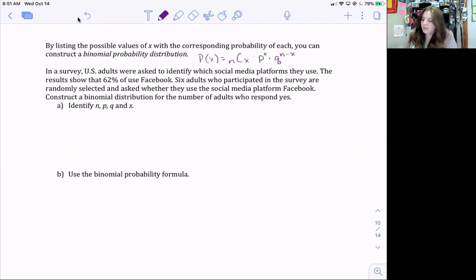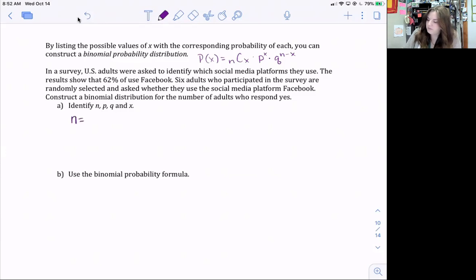So if we look at a survey of United States adults that were asked to identify which social media platforms they use, the results show that 62% of those use Facebook. 6 adults who participate in the survey are randomly selected and asked whether they use the social media platform Facebook. Construct a binomial distribution for the probability of adults who respond yes. So identify n, p, q, and x.